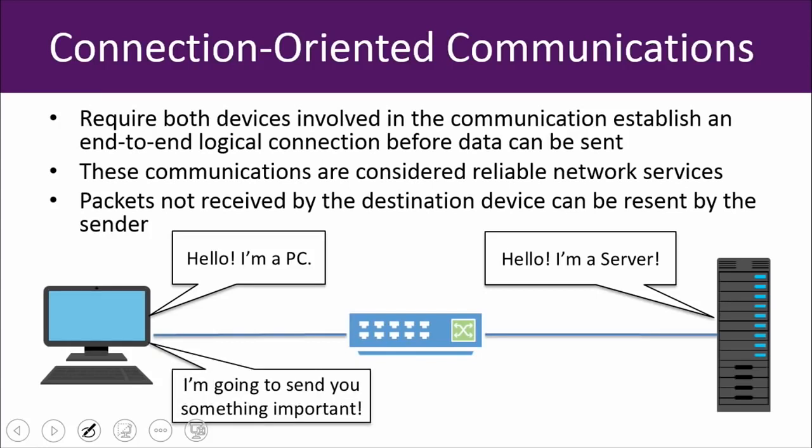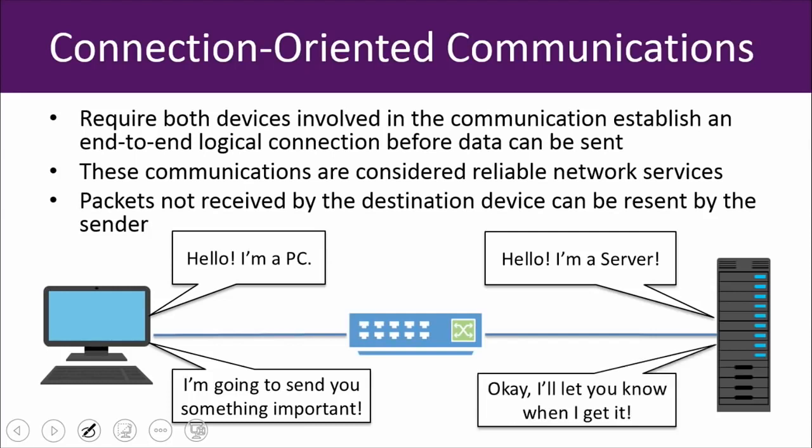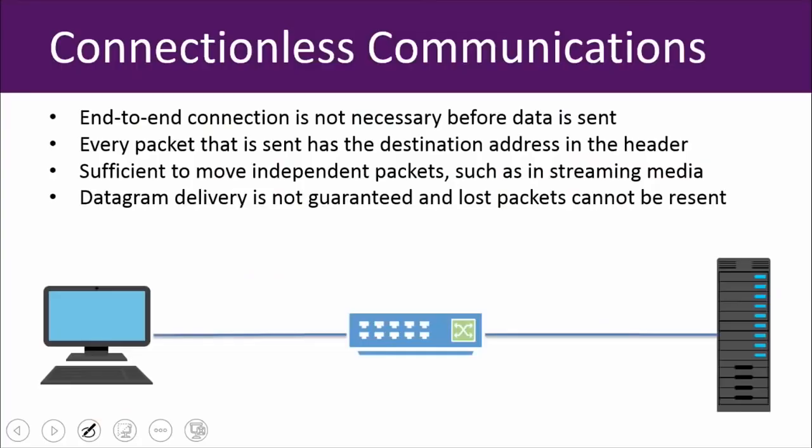And so what's going to happen is that if I'm the PC and you're the server, I'm going to say to you, I'm going to send you something important, and you're going to acknowledge that and say, okay, I'll let you know when I get it, right? So if that important data is sent by a PC to a server and it doesn't reach the server, then the server says, hey, resend that data. And of course the PC will. All right, so let's talk about connectionless communications.